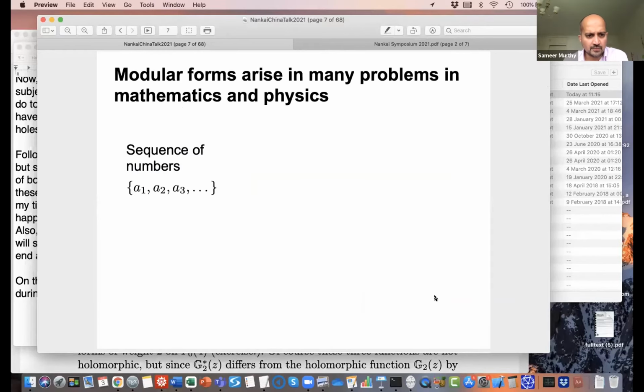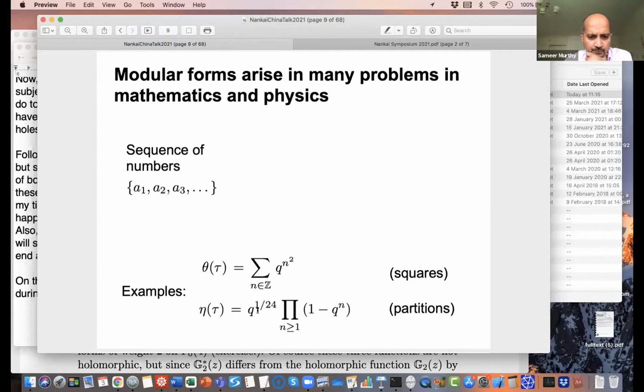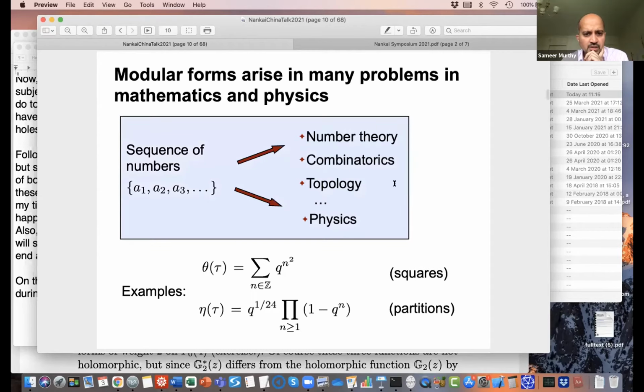So that's all I said. You have a sequence of numbers. Here I gave you one example. Here's another example, which many of you might have seen. If you ask what is the generating function of the partition problem, partitioning an integer into smaller integers, it's the following: you strip off this prefactor, you take the inverse, and that's exactly the generating function. Okay, so you see that.